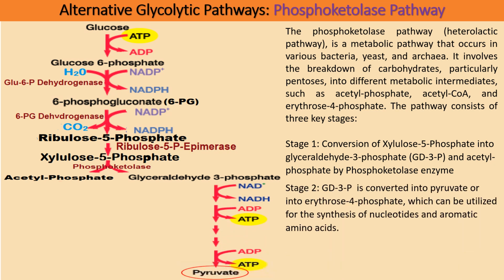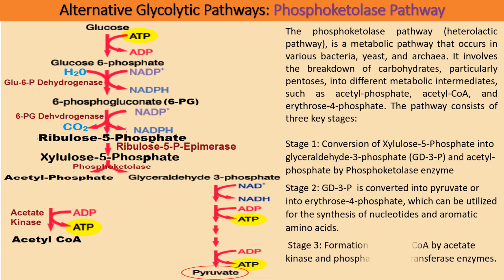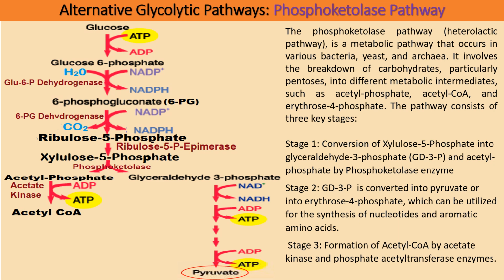Next, the glyceraldehyde phosphate is converted into pyruvate or erythrose 4-phosphate, which can be utilized for synthesis of nucleotides and aromatic amino acids. In the final stage, the acetyl phosphate is converted into acetyl-CoA by acetate kinase. So in summary, in this pathway, glucose plus ATP plus 2 NADP produce glyceraldehyde phosphate plus NADPH plus acetyl-CoA, or pyruvate plus NADPH plus acetyl-CoA.